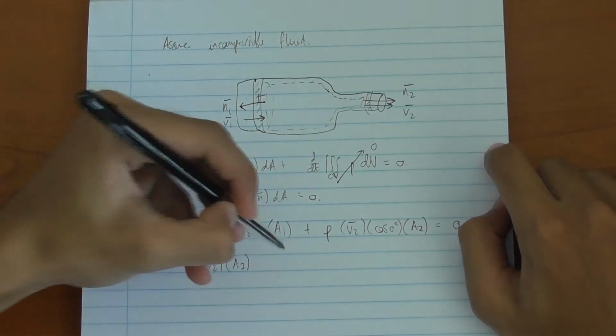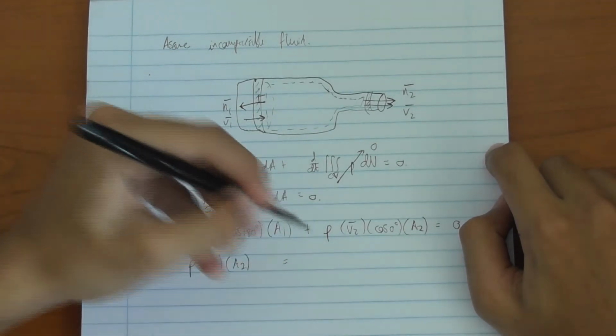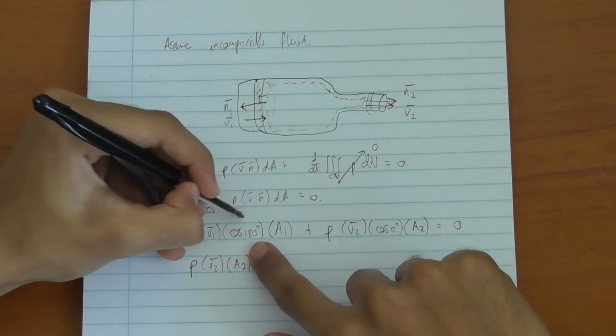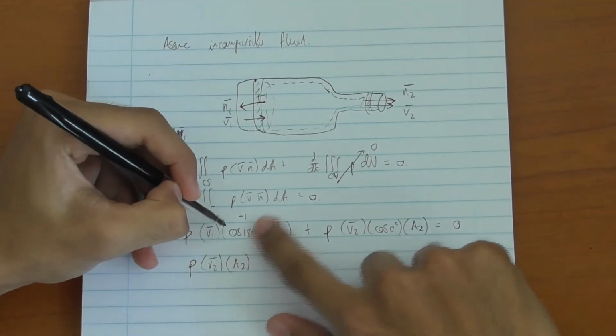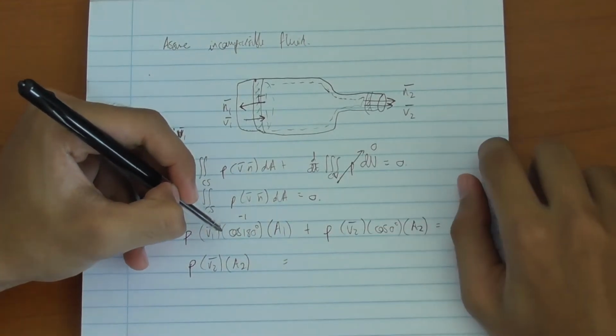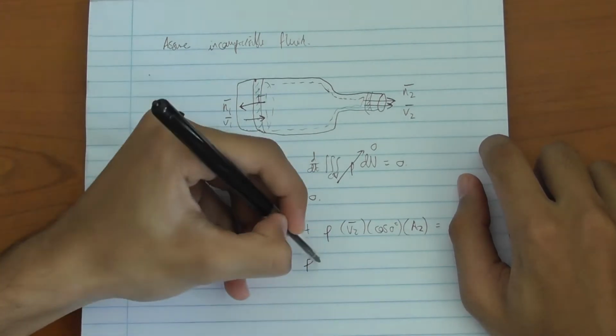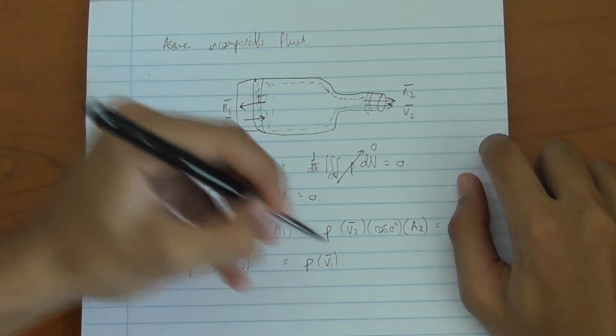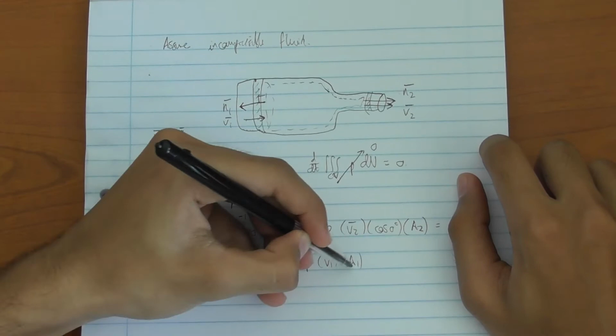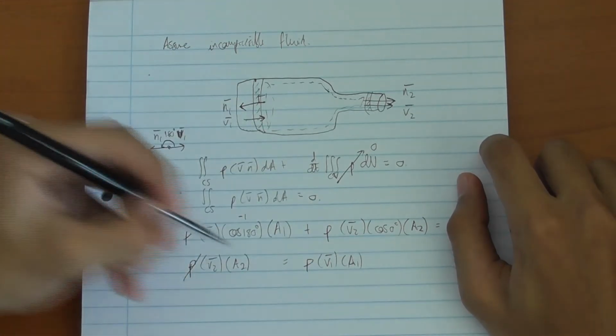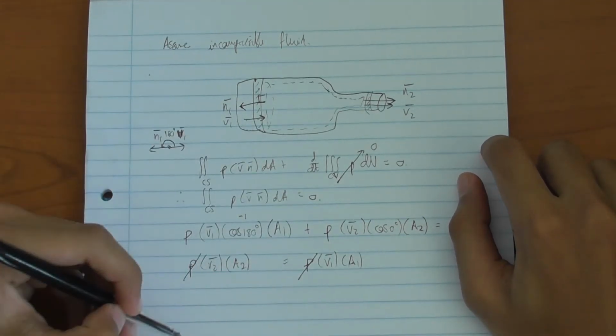So I will ignore it and put A2. On this side, when I move it over, cos of 180 degrees is -1. So when I move it to the other side, it becomes +1. So again, I can put rho V1 and A1. And you can immediately see now that the rows cancel, and we are just left with this.